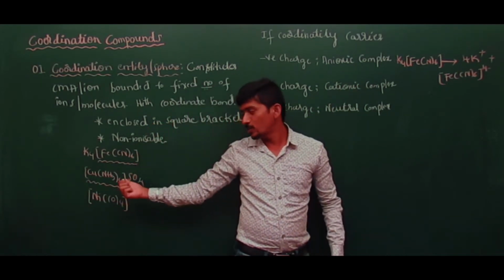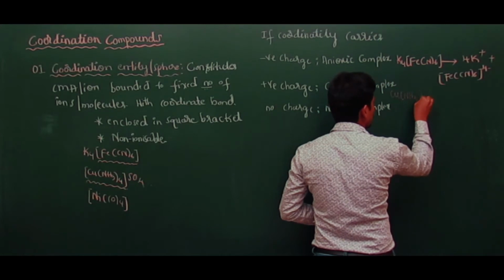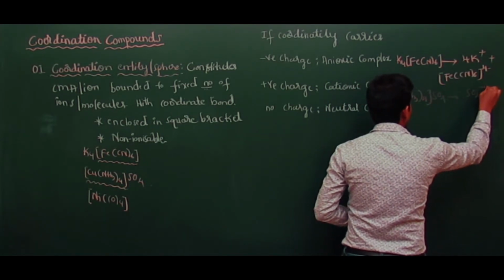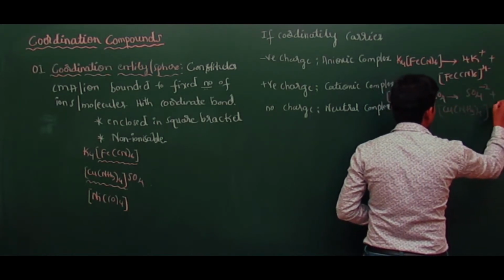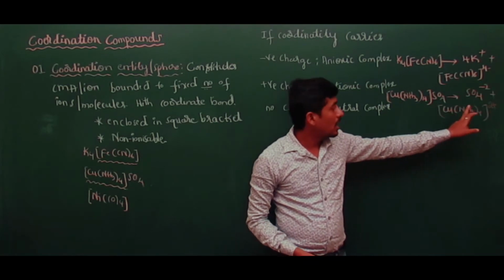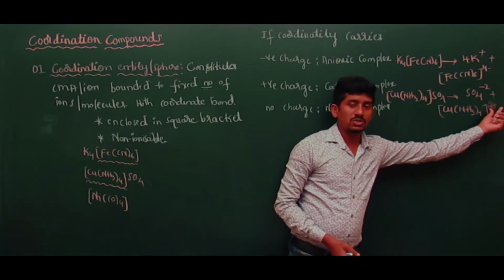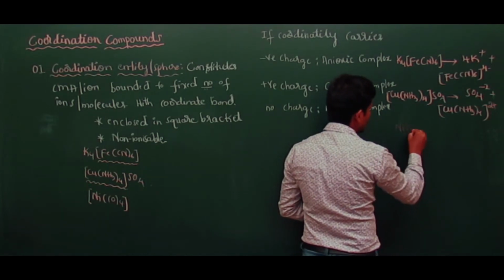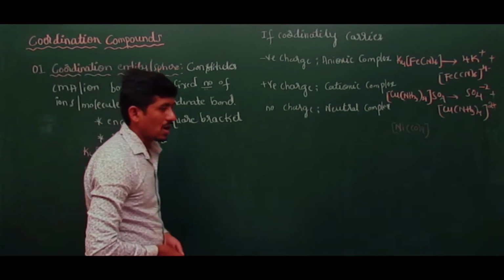Take the second example, cuprammonium sulfate. On dissociation it gives SO4 2- and [Cu(NH3)4] 2+, which carries a positive charge of plus 2. Whatever is written in square brackets is constituted by the central metal atom or ion and the molecules or ions. This is the coordination entity, which carries a positive charge, hence it is a cationic complex. For the neutral complex, we have nickel tetracarbonyl. So this is a coordination entity or coordination sphere.